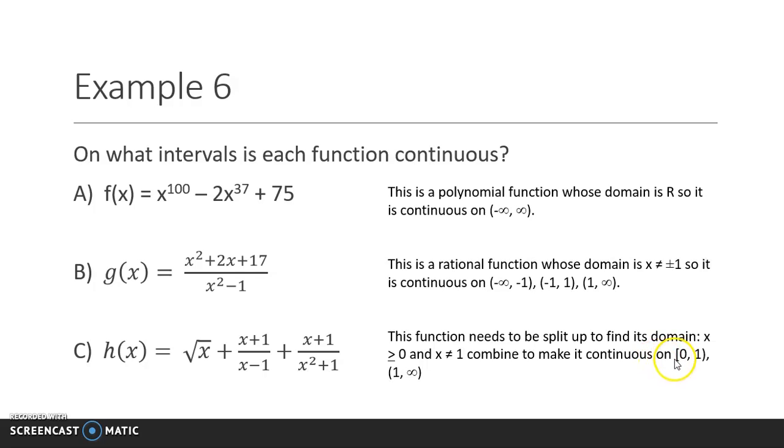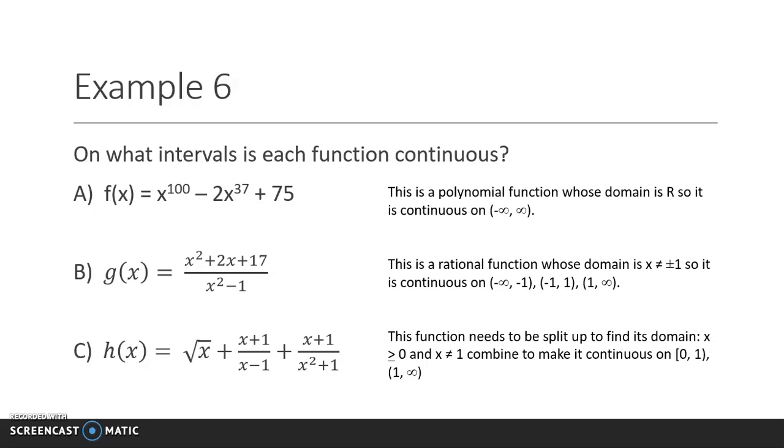So when we combine the two limited values for our domain, we find out that we can include 0 all the way up to 1. 1 is not included because x can't be 1. And then from 1 to positive infinity. And that is the interval on which this function is continuous.